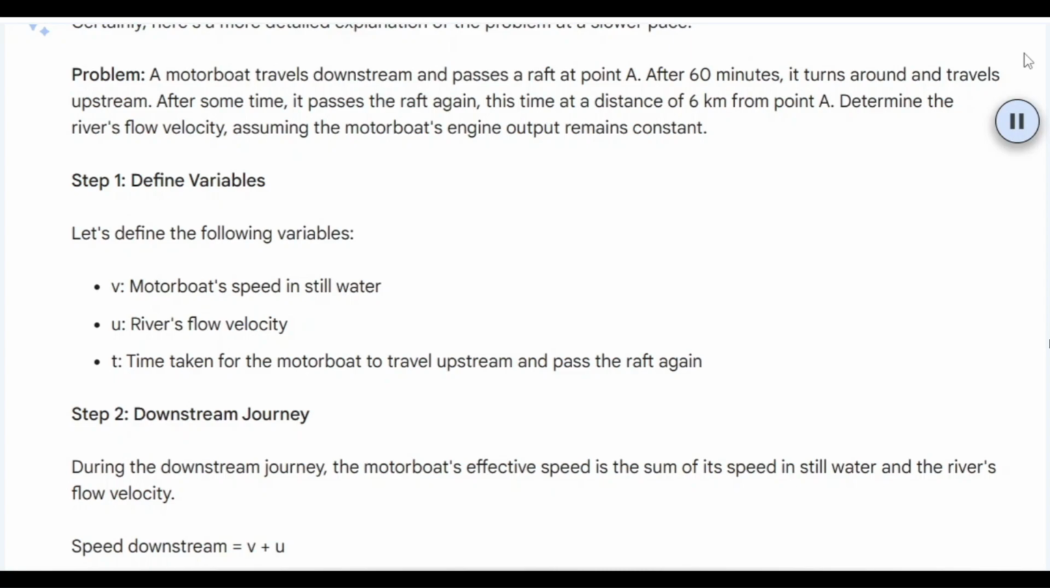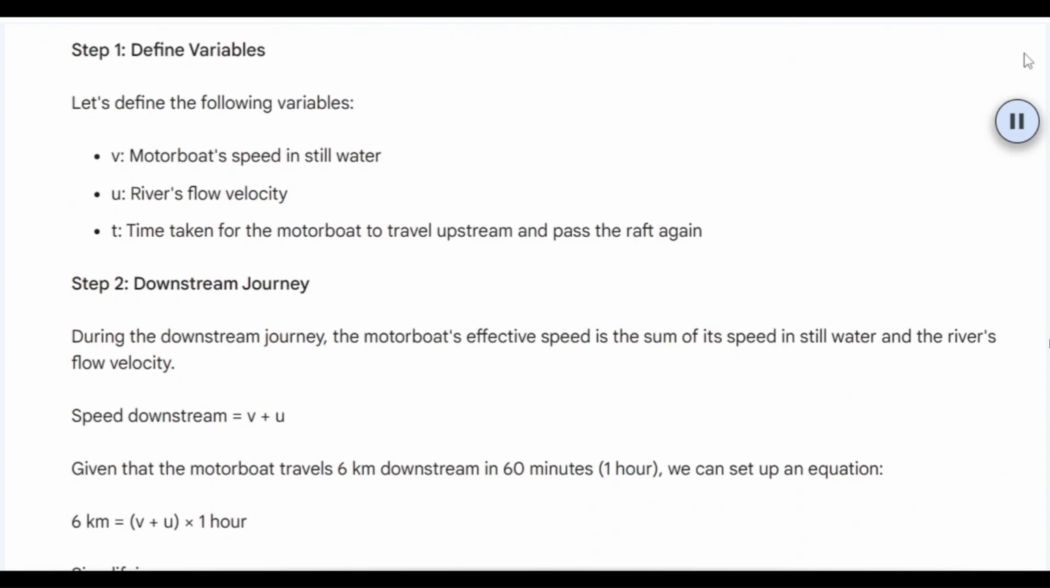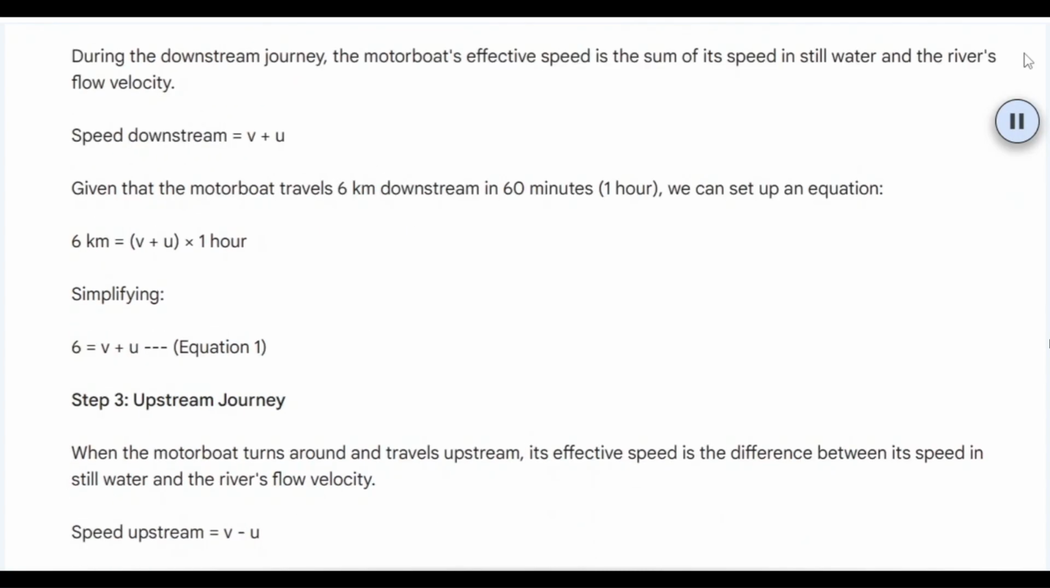Step 2. Downstream journey. During the downstream journey, the motorboat's effective speed is the sum of its speed in still water and the river's flow velocity. Speed downstream equals V plus U. Given that the motorboat travels 6 kilometers downstream in 60 minutes, 1 hour, we can set up an equation. 6 kilometers equals (V plus U) times 1 hour. Simplifying, 6 equals V plus U. Equation 1.